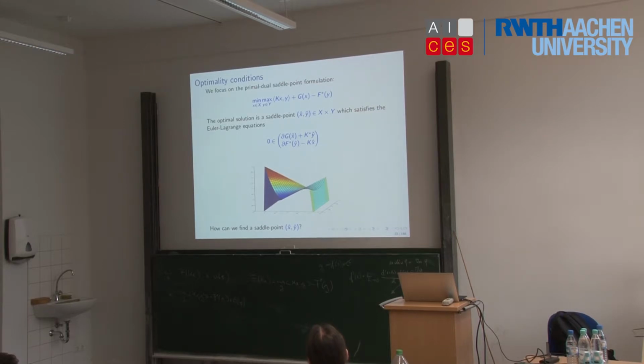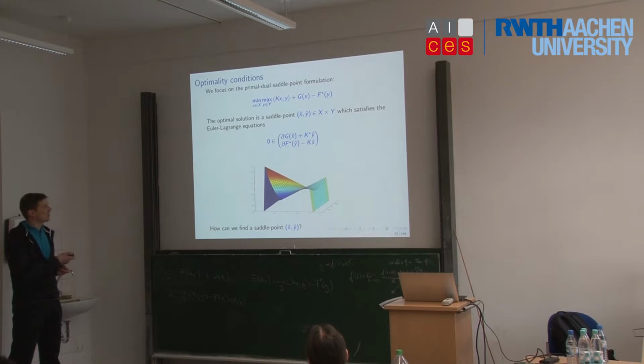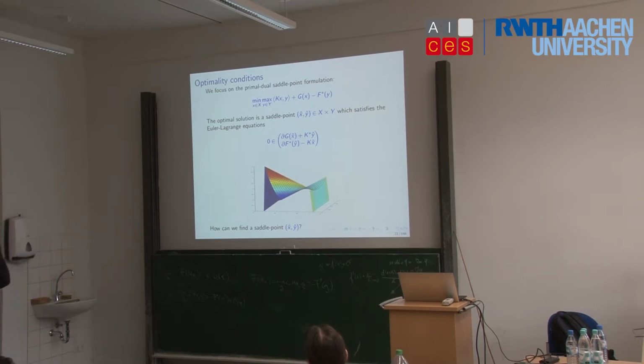So when you compute the optimality conditions, the Euler-Lagrange equations, they look like this. Since g and f star are non-differentiable functions, you have to deal with sub-differentials. So this partial g and partial f star are the sub-differentials, which are set valued. Therefore you're looking for points x hat and y hat where 0 is contained in this set valued derivative on the right hand side here.